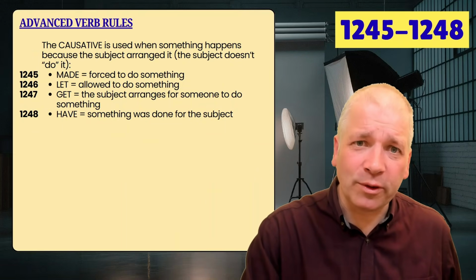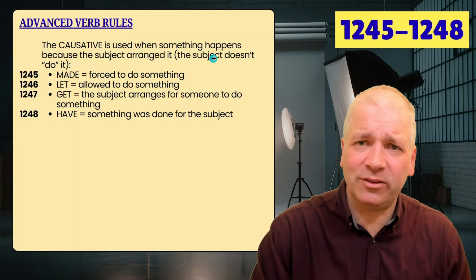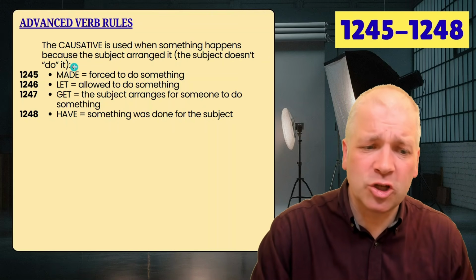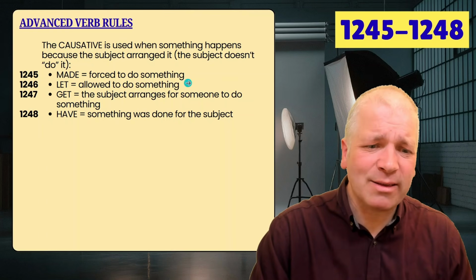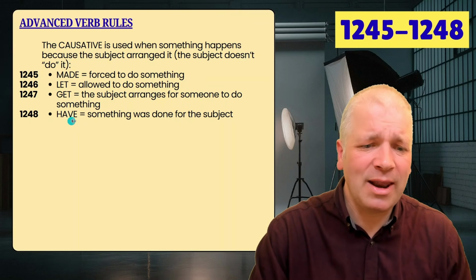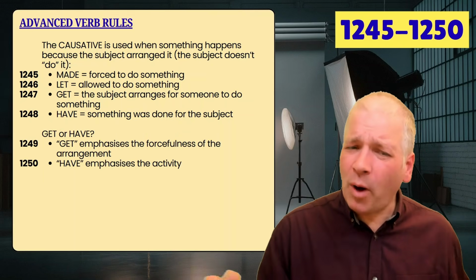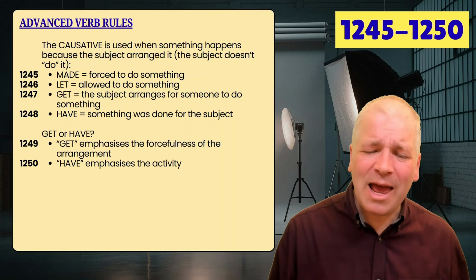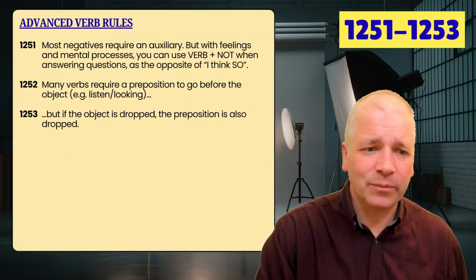Now on to the causative. The causative is used when something happens because the subject arranged it. In other words, the subject doesn't do it. Made means forced to do something. Let is allowed to do something. Get, the subject arranges for someone to do something. And have, something was done for the subject. Why would you use get or have? Well, get emphasizes the forcefulness of the arrangement, have the activity.